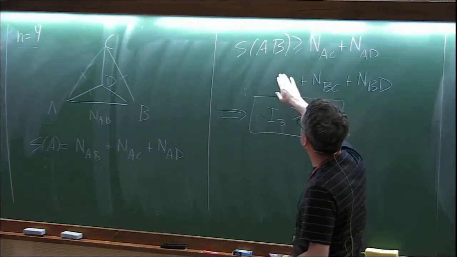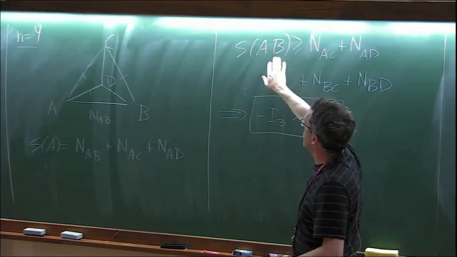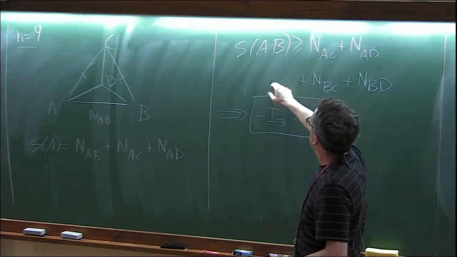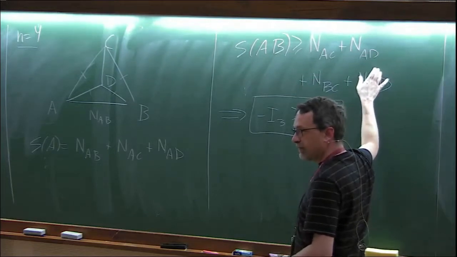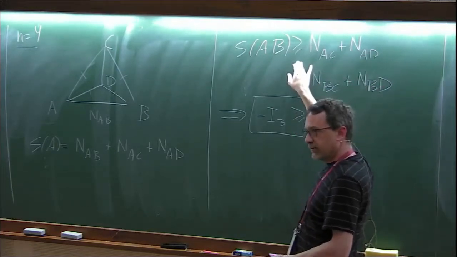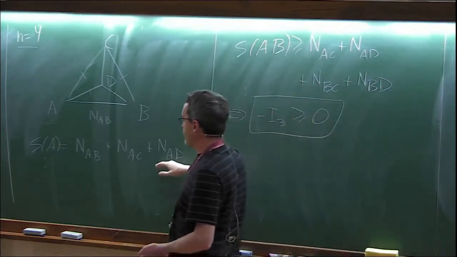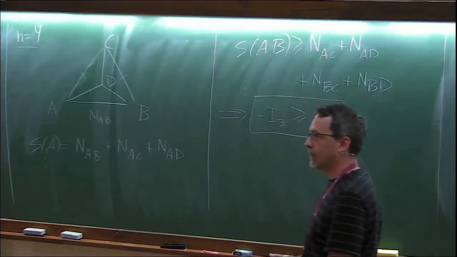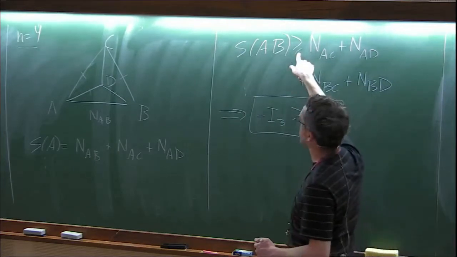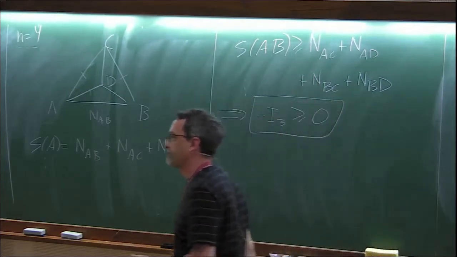Yeah, I mean, minus I3 is the sum of the, with AC and AD. So then I add up 12 numbers, but with an inequality. And here I add up 12 numbers. It's the same 12 numbers. Okay? So this inequality comes from this. Okay?